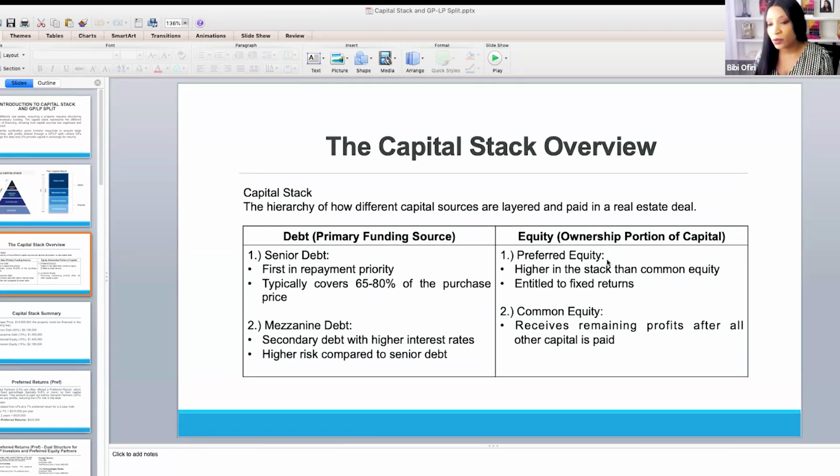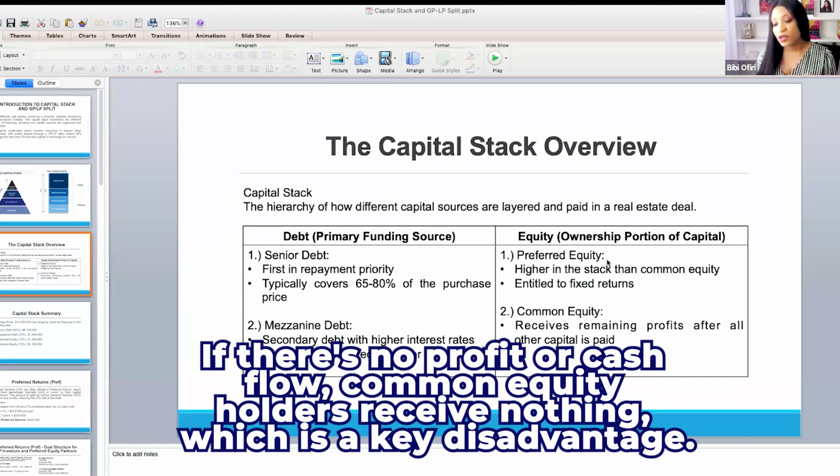And the third one is the common equity. This common equity are people like us, the GP and all that. So if there's no profit, maybe there was no cash flow, maybe you've paid out all your cash flow to your senior, your mezzanine, and your equity. If there is nothing, you go home, there is nothing. You don't have any money. So that is the disadvantage of the common equity.